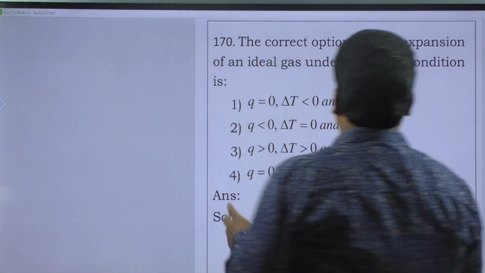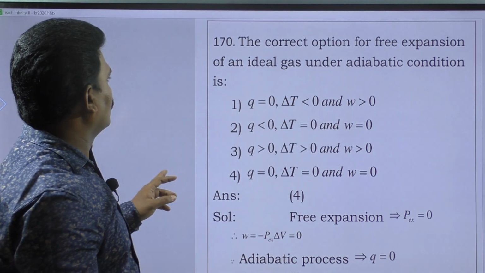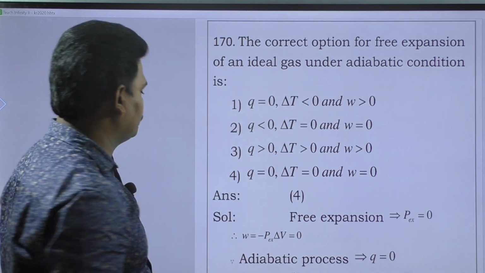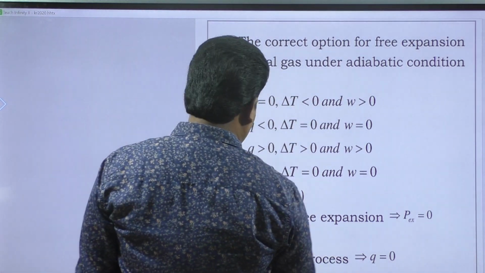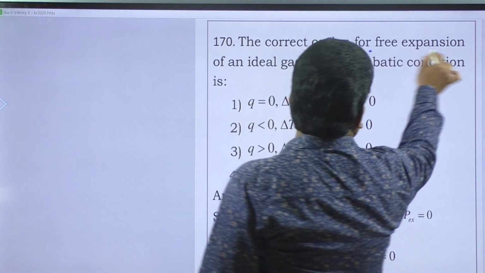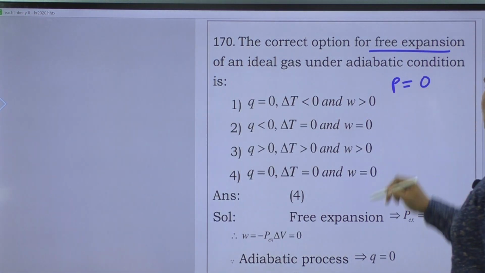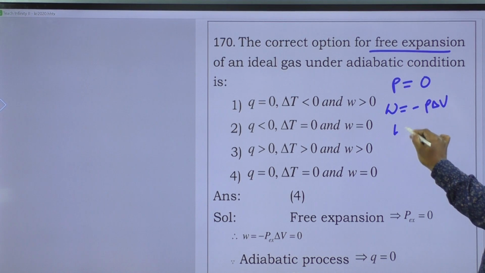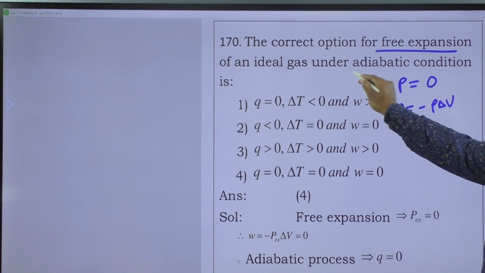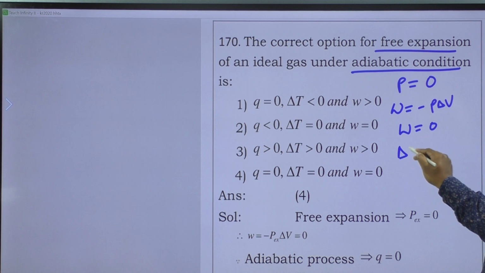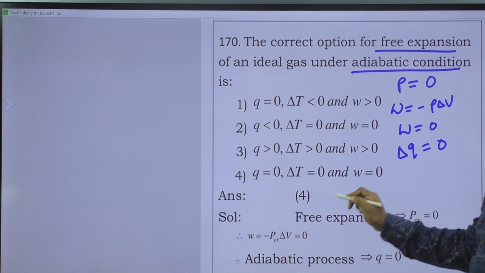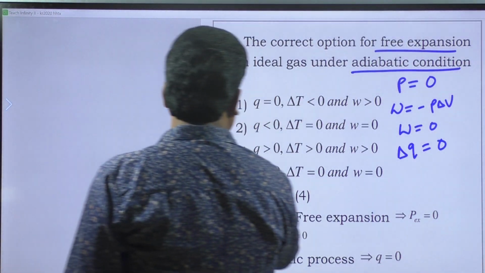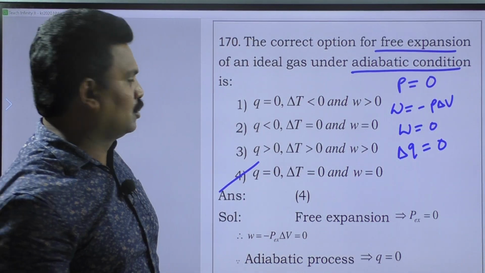170. The correct option: free expansion, ideal gas and adiabatic condition. Here free expansion means no pressure, so P is equal to 0. Automatically W is equal to minus P delta V, so work done is also 0. And adiabatic condition, therefore delta Q is also 0, change in heat is 0. So automatically delta T is also 0. So the answer is the fourth option, Q 0, delta T 0, W 0.